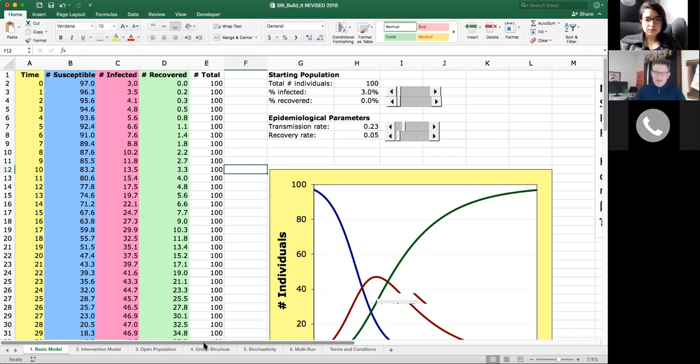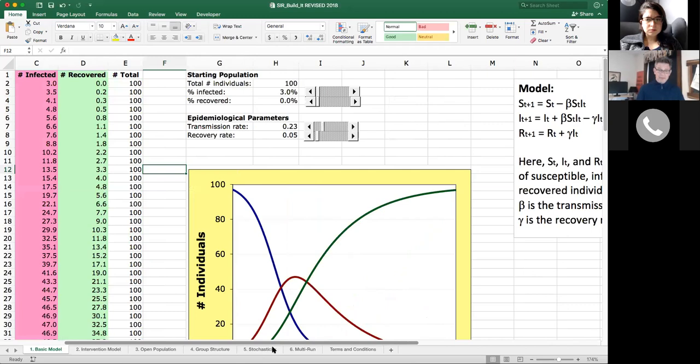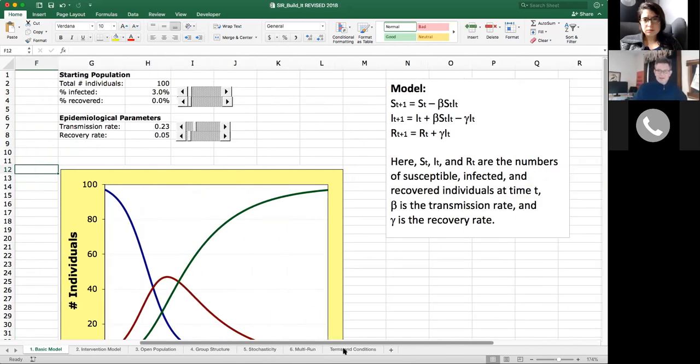So maybe just in this first model, labeled as basic model, let me start by scrolling over to the right here. This is what is called an SIR model, and is sort of the gold standard, the very most basic, most common type of model used in epidemiology. It assumes that you have a population who, at any time, each individual is in one of three categories. They are either susceptible, meaning they haven't yet caught the disease and could theoretically become infected at a later time, or they are in the infected category, or they have recovered from the infection and cannot become infected again.